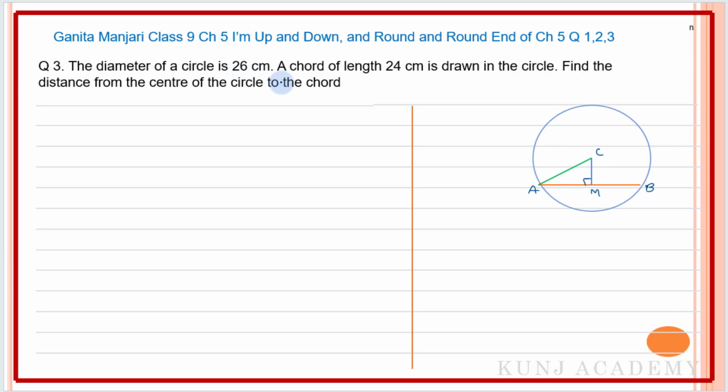Diameter is 26 centimeters, therefore radius is half of 26, which is 13 centimeters. Radius is equal to 26 by 2, which is equal to 13 centimeters. Length of chord AB is equal to 24 centimeters.